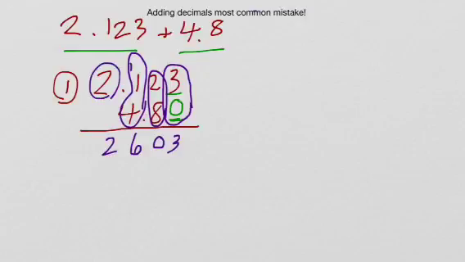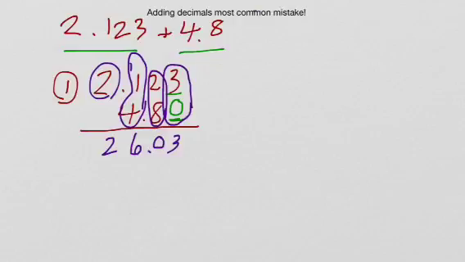Now, of course, they haven't put the decimal in, so now they go looking for the decimal. And what a lot of them will do is they'll look at this decimal right here, and they'll believe that decimal goes down right here. And so, what will they do? Well, they'll put the decimal right there. Now, does 26 and 3 hundredths look reasonable?